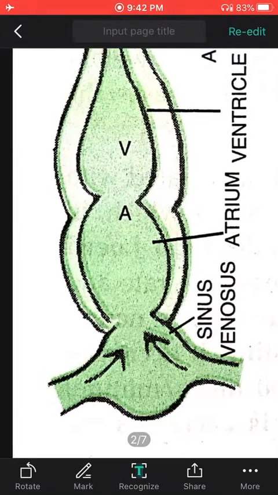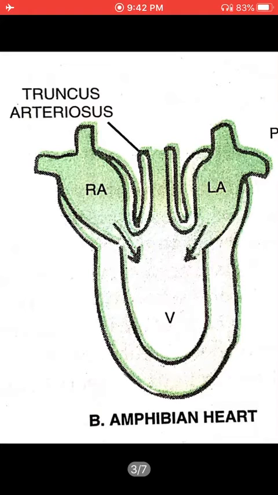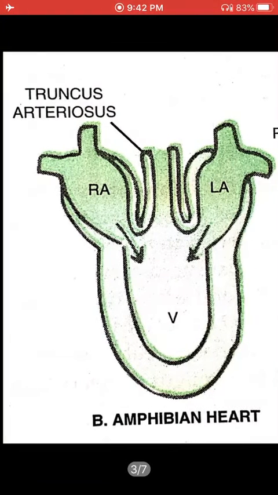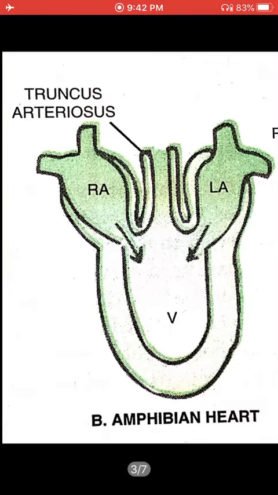Now let's see the next one, the amphibian heart. It is a three-chambered heart: right atrium, left atrium, and a ventricle. This is how the heart evolved from two-chambered to three-chambered up to four-chambered.